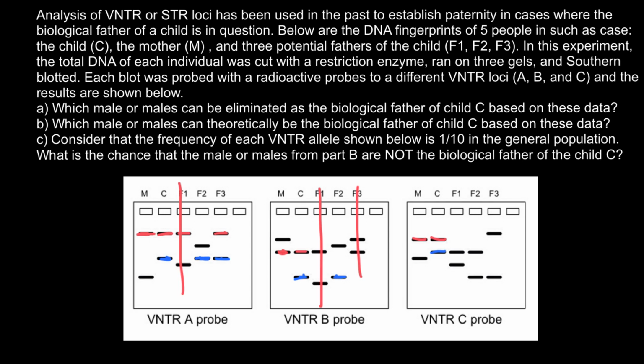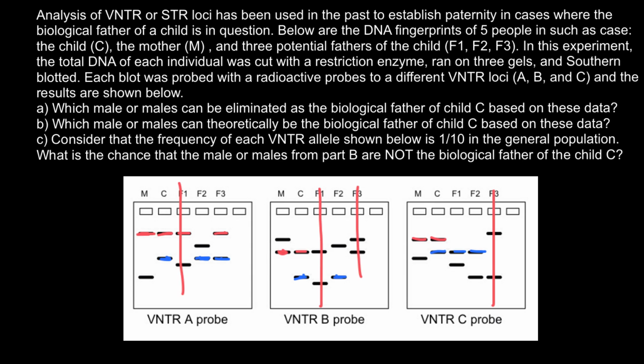So who also has such a size allele? Person number 1 and person number 2. We can exclude person number 3 because person number 3 doesn't have this size allele.